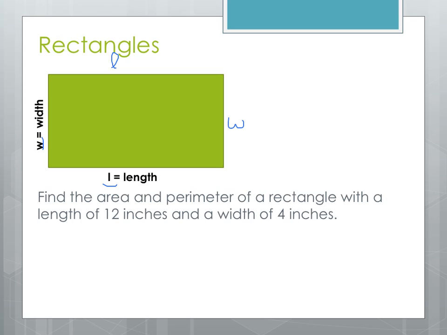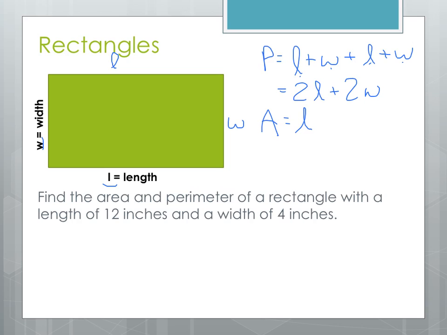The perimeter for a rectangle is going to be a length plus a width plus another length plus another width. But if we wanted to shorten that algebraically, we've got 2 lengths, so we could say that's 2 lengths plus 2 widths. And the area for the rectangle is going to be the length times the width.